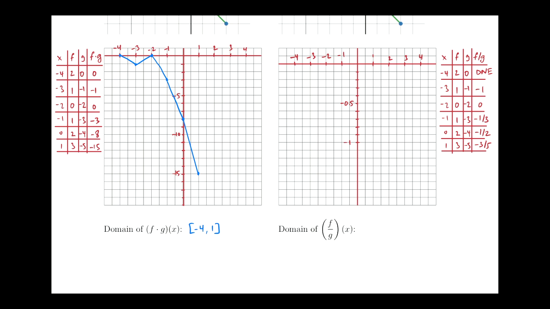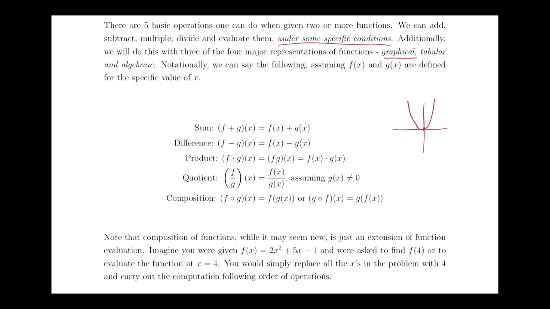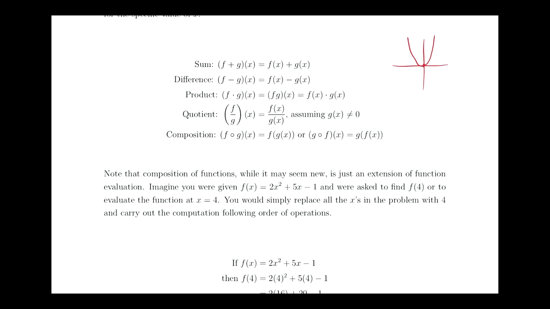So here we have a bit of an issue. Negative 4, I'm sorry, there is no y value at -4. And this actually goes back to where the notation was introduced to us. So right here, we had said that the quotient can be found as long as the denominator is not 0. So g of x, the function on the bottom, is not allowed to be 0 because division by 0 is illegal. We can't do it.